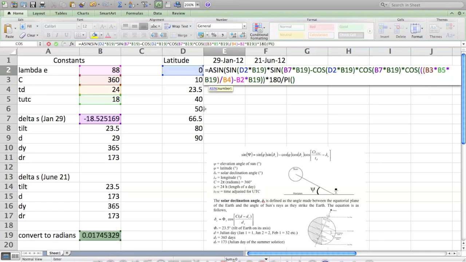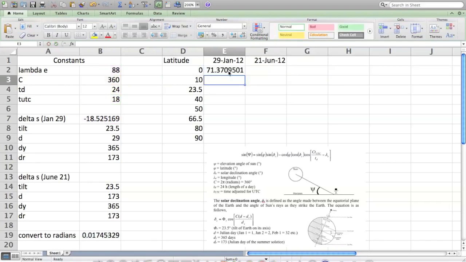Now this equation looks pretty hairy, and hopefully I've put everything in correctly and opened and closed all my parentheses correctly. If I did, we should get an angle of somewhere around 71 or 72 degrees. So let's see if we did everything correctly. Sure enough, we did. 71.37 degrees is the solar elevation angle if you're on the equator on January 29th.